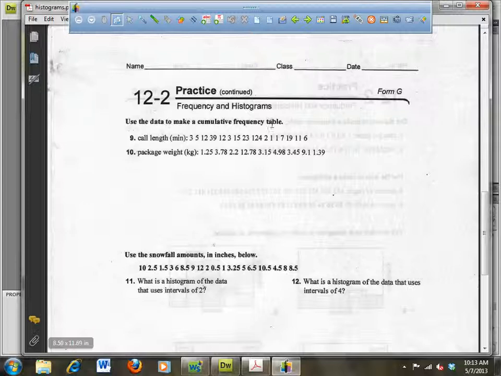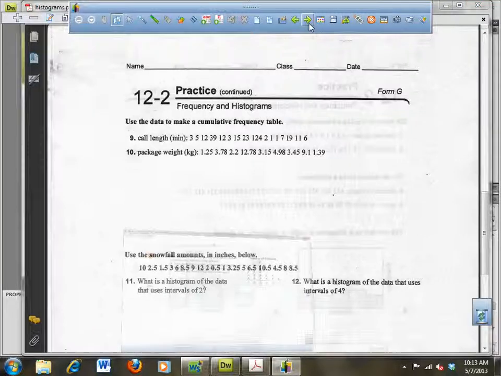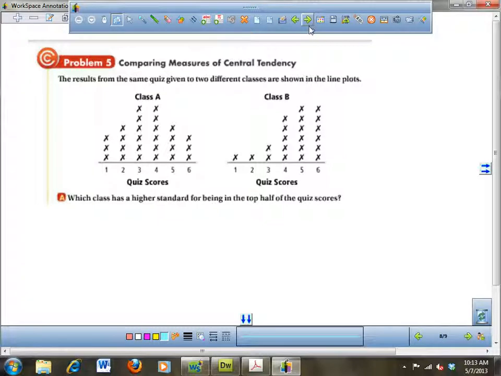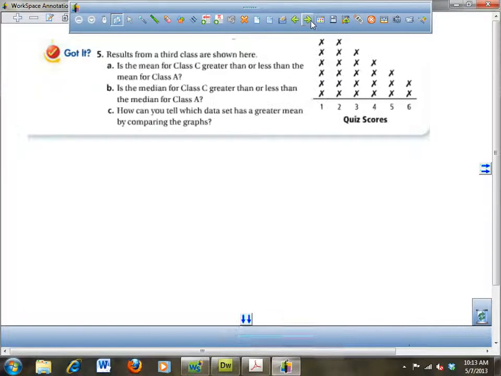Okay, that's something else. What's this? Class results, line plots, which class has a higher standard? I would guess this one. And I think then we're about done. Are we about done? We're about done.